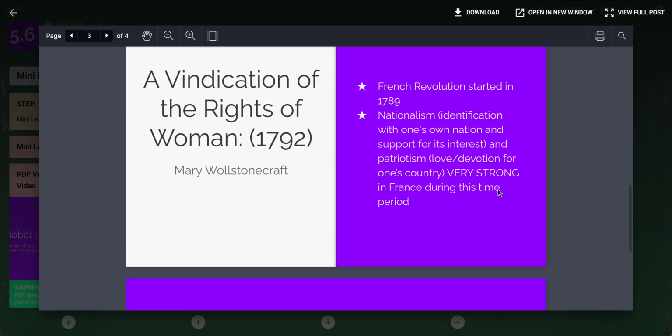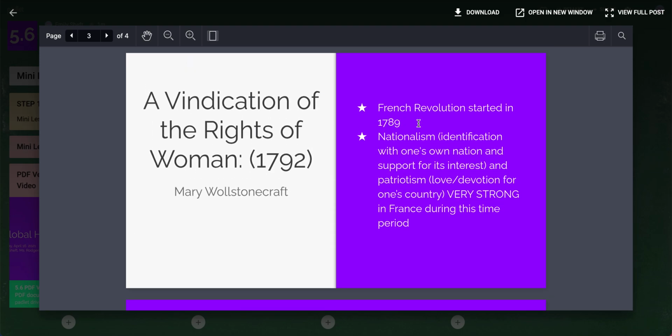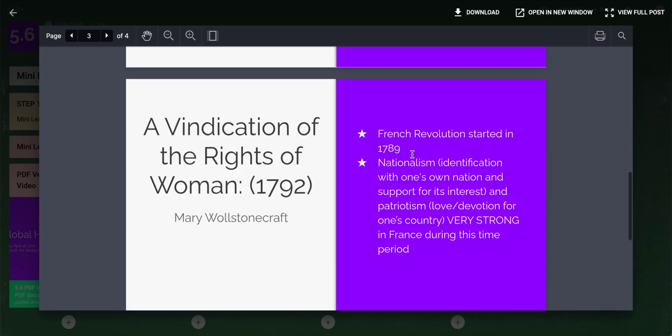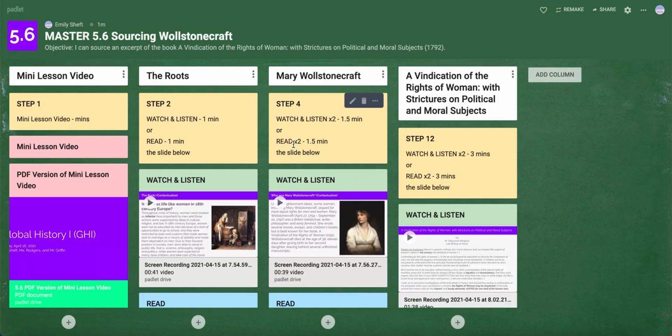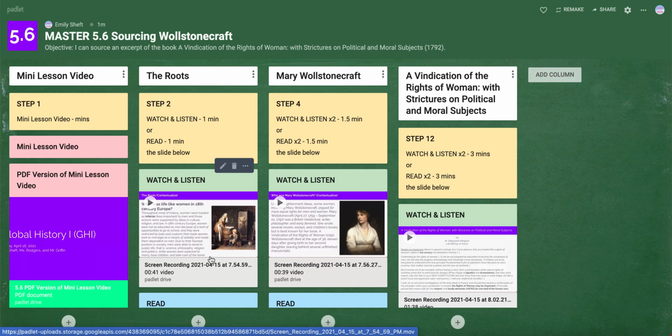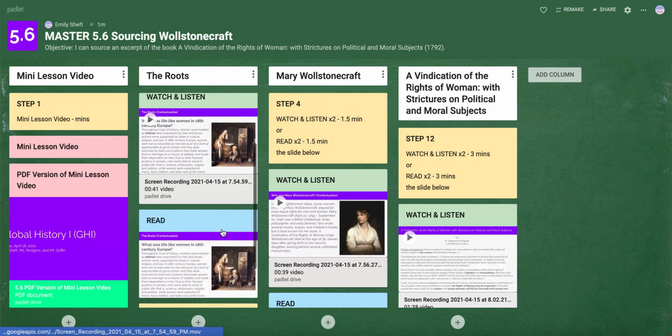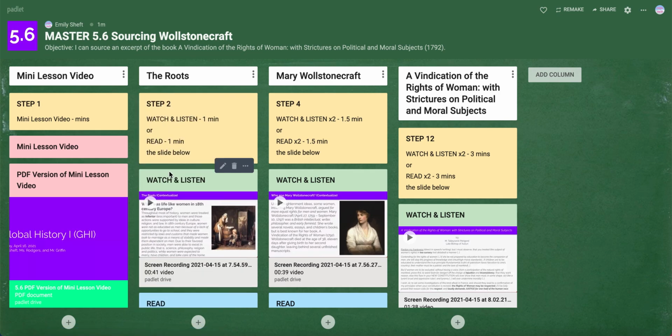So I want to just go back again and really emphasize that this was a time where nationalism and patriotism in France was very strong and it was very important. So with all of this being said, we are hopping right on to the Padlet. We're on step 2, which is actually a little review from what we did on Wednesday. So we're on step 2. You'll either watch and listen or read this source to yourself. You have 1 minute.